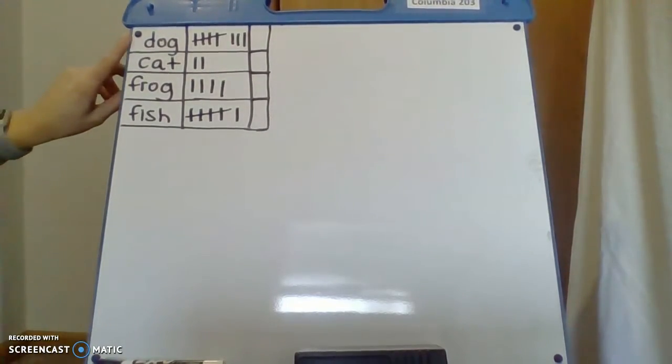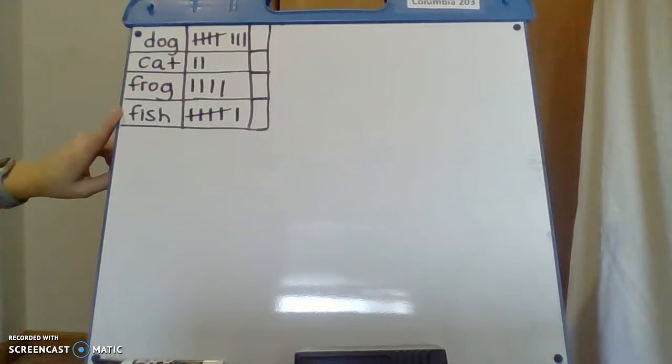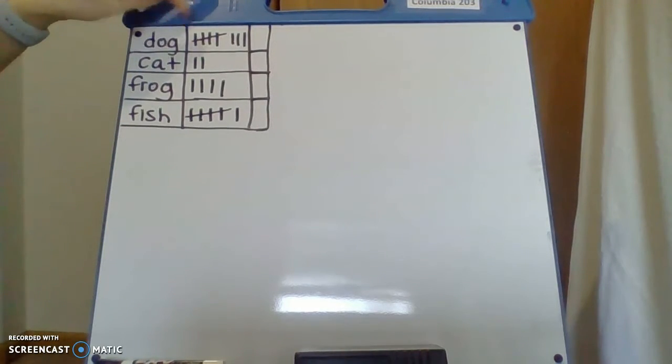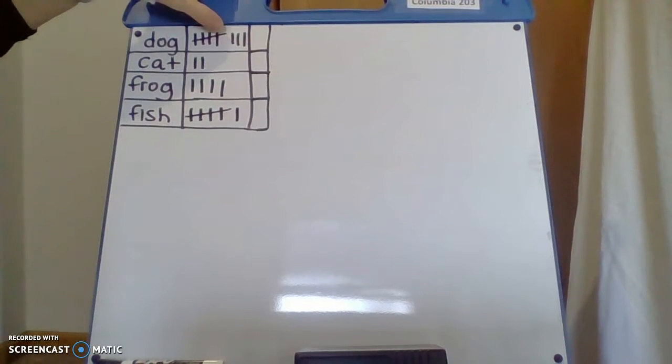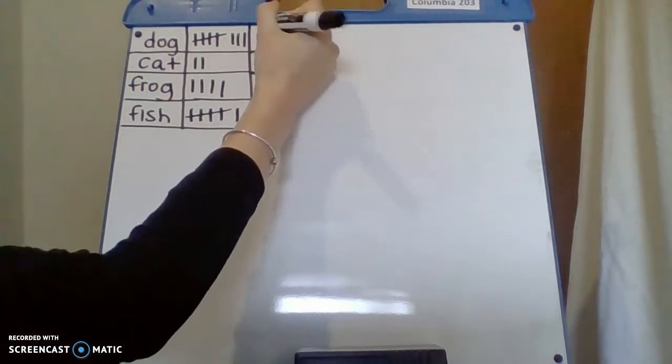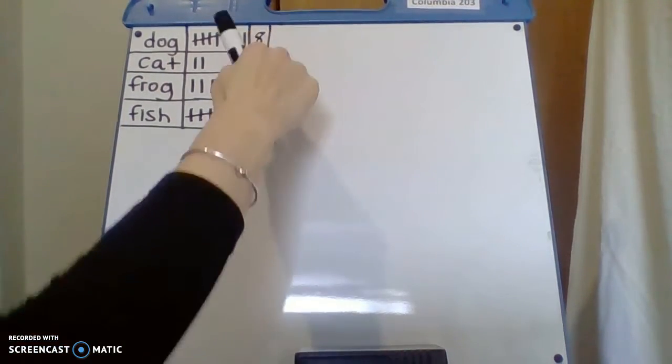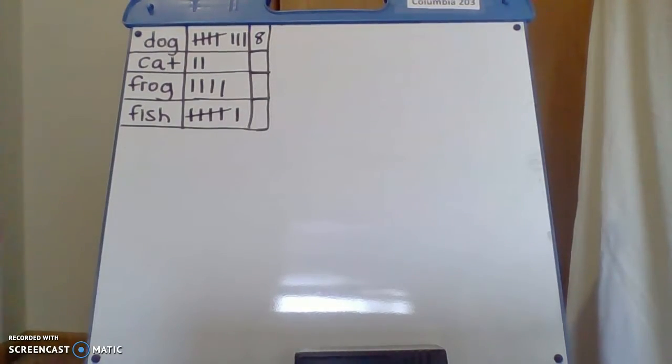We have dog, cat, frog, and fish. So maybe we remember this from yesterday. Remember when it's a diagonal line through those tally marks, that's a bundle of 5. So that's 5, and then we count by ones, 6, 7, 8. So that's a total of 8. And we just write it in the box just to help us to keep track.